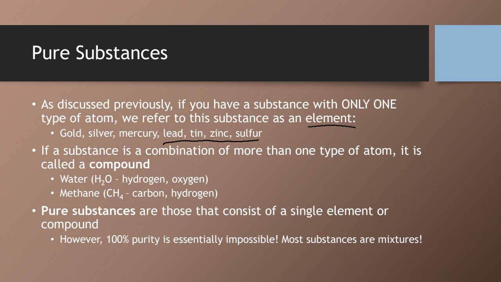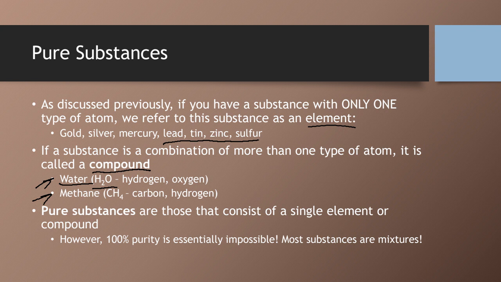But if you take a substance and you combine it with more than one type of atom, like sodium chloride or water or methane, we call it a compound. Here, this thing is more than one type of atom, but it's still an atom of water. More appropriately, a molecule of water.